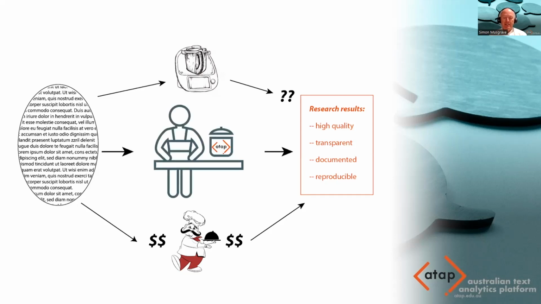The Australian Text Analytics Platform can be thought of as the cooking school approach. We aim to provide researchers with tools, bits of code, and recipes, ways of putting bits of code together, which enable them to achieve their text analytic goals and enhance their skills as they move to further research problems. Now, Sarah will tell you about notebooks as the medium for delivering these tools.